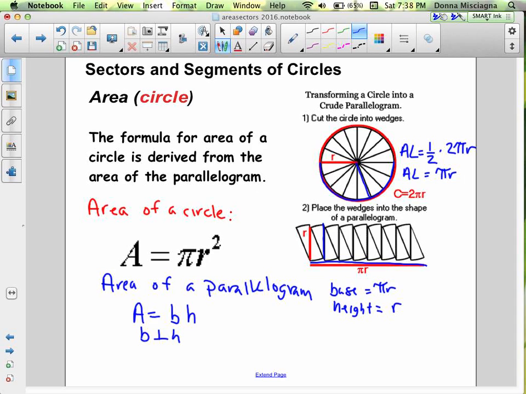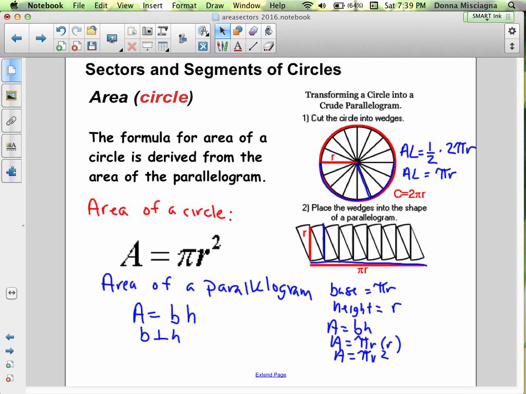And so if we use that formula for the area of a parallelogram, area equals base times height, we have area equals pi r times r. What's anything times itself? Well, r squared. It's that thing squared. And that gives us the formula for the area of a circle. That's where that pi r squared comes from.